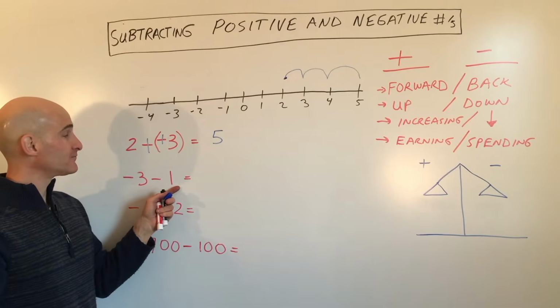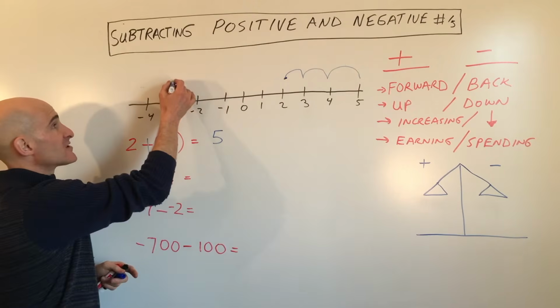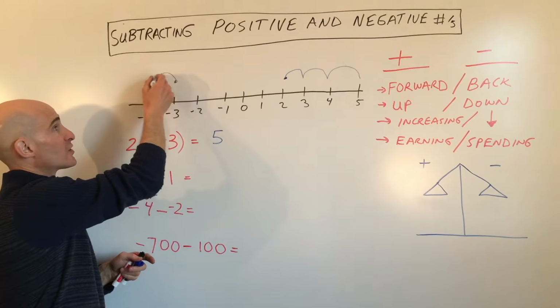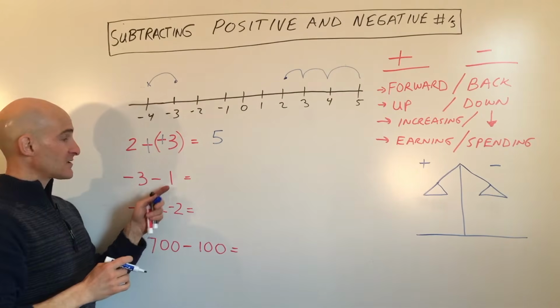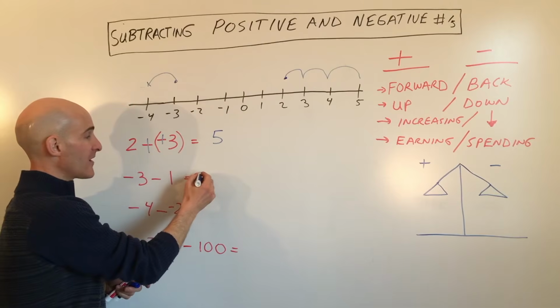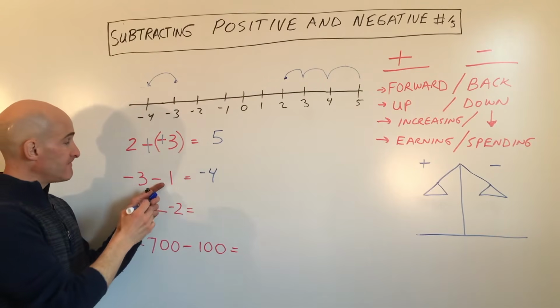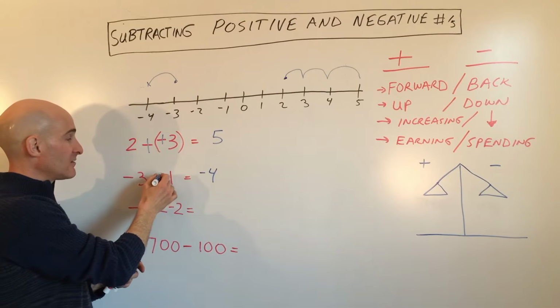-3 minus 1. Okay, one way to think about this is the number line. You can start at -3. Subtraction says that we're going to go to the left one place, and we're at -4, right? Easy. The other way to do it is we could say, subtraction is like adding the opposite.